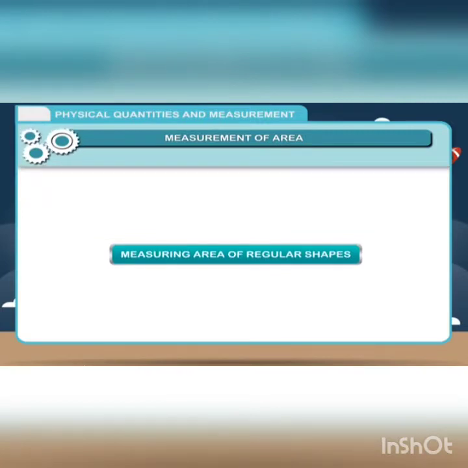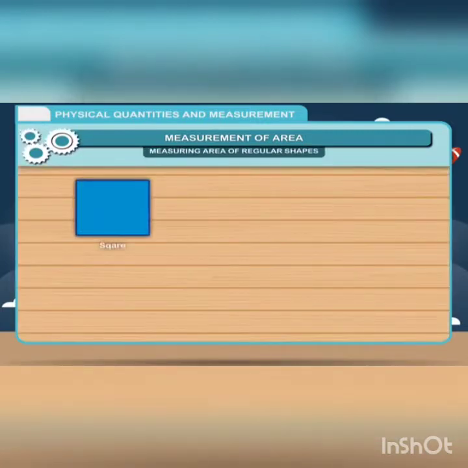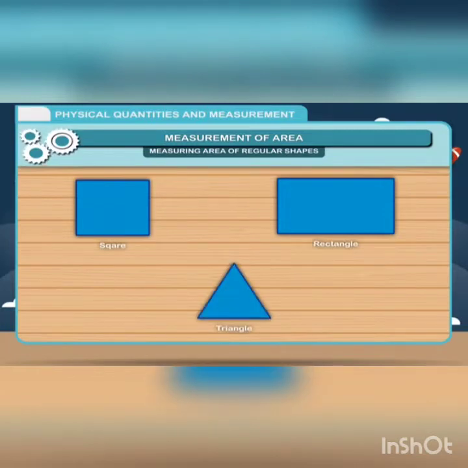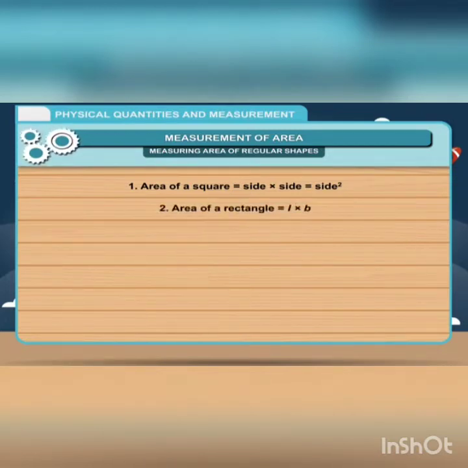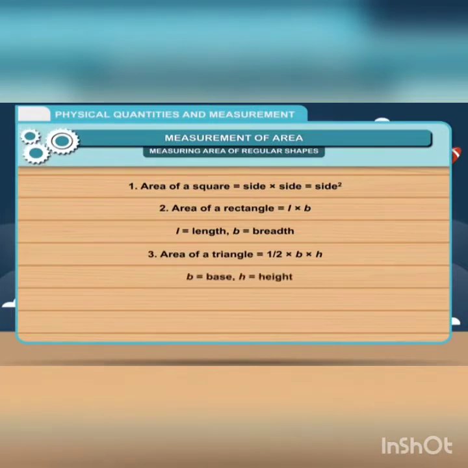Measuring area of regular shapes. The area, A, of a regular surface such as a square, rectangle or triangle can be calculated by using a specific formula. 1. Area of a square is equal to side into side, which is side squared. 2. Area of a rectangle is equal to length into breadth, L into B, where L is length and B is breadth. 3. Area of a triangle is equal to half into B into H, where B is base and H is height.